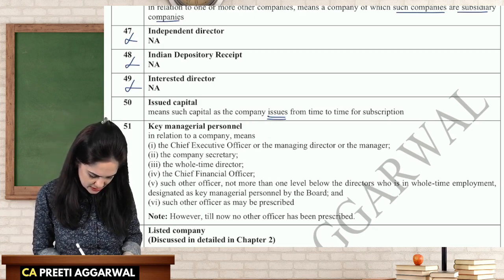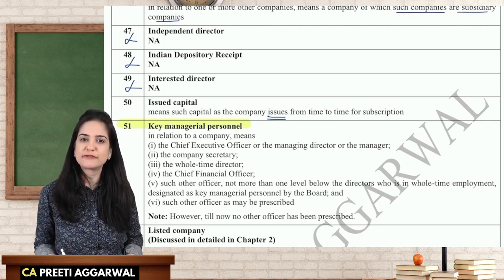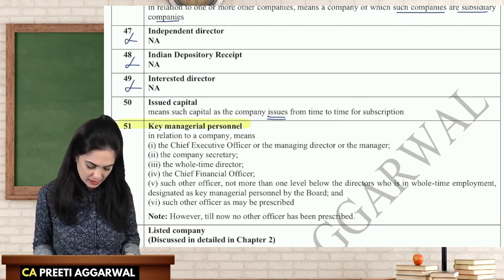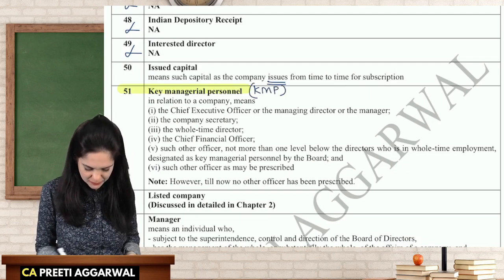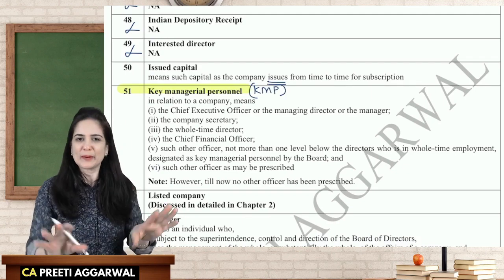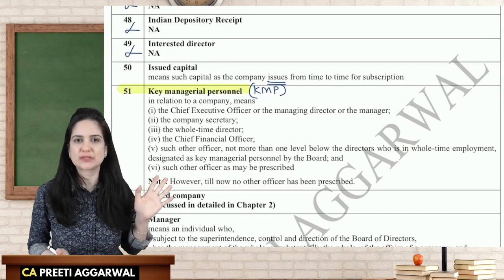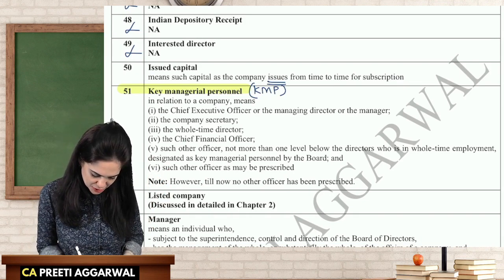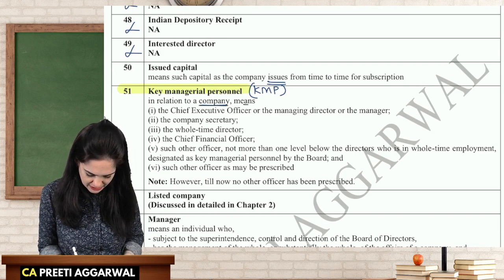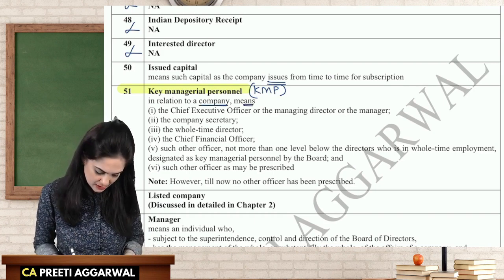So who is a KMP? Clause 51. Now, KMP, there's nothing to explain as such. You just need to understand and remember. Key managerial person. They are important people in the organization. In relation to a company, we are defining who is a KMP.